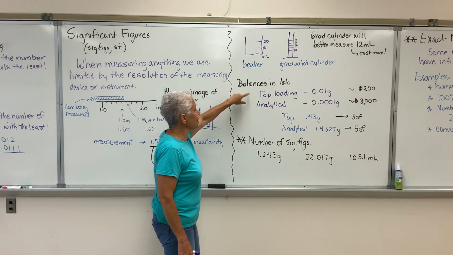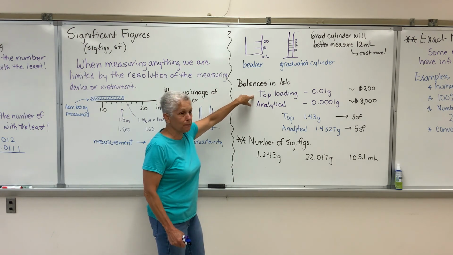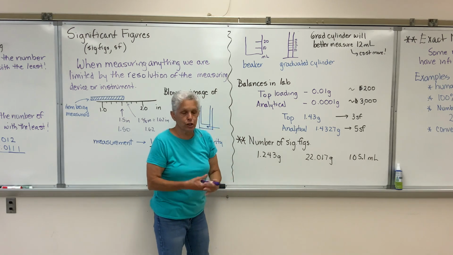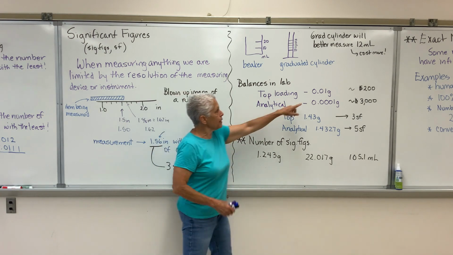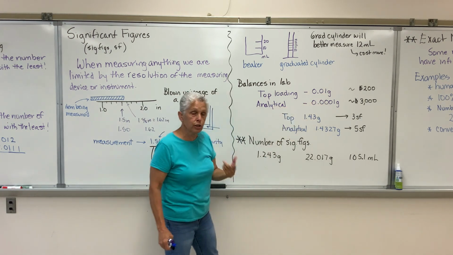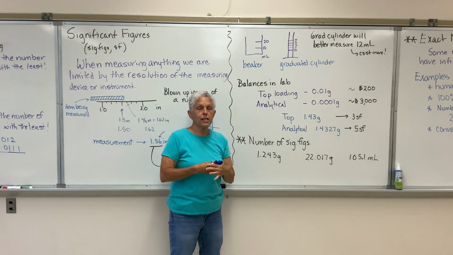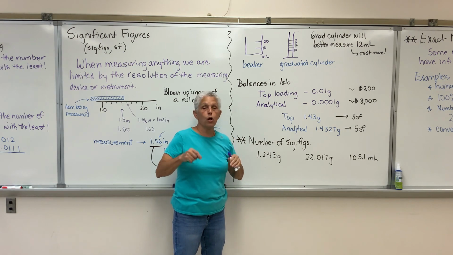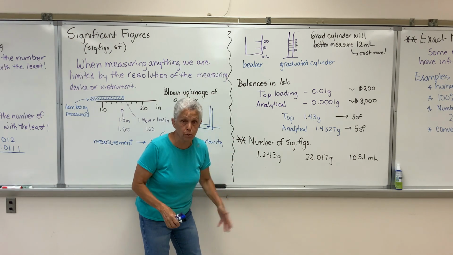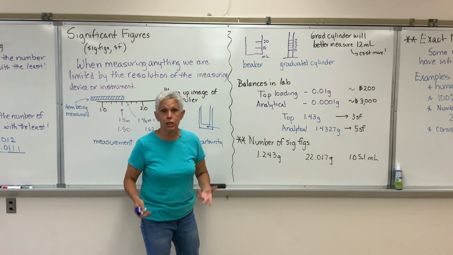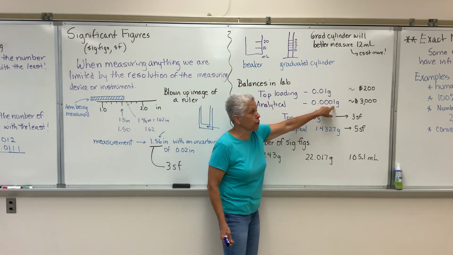In lab, we have balances that are top loading, and we have analytical balances. The top loading balances are on a counter, and you just put the stuff on there, and there's air and stuff, and it doesn't matter because it only measures to 1/100th of a gram. The analytical balance has little doors. You touch the table, and it vibrates, and it changes the number. We have them in a separate room so that the air and the motion is more controlled. Those measure to the 10,000ths of a gram.